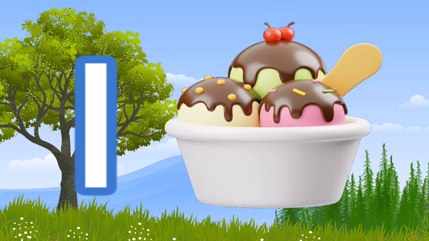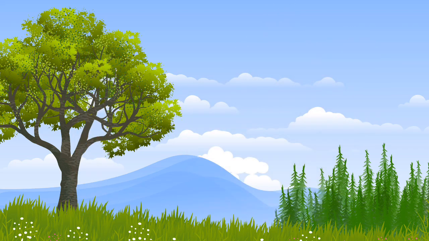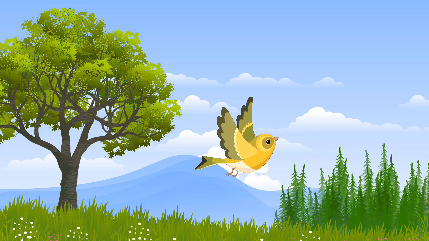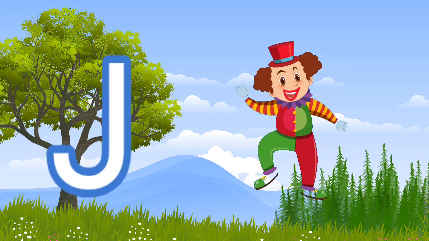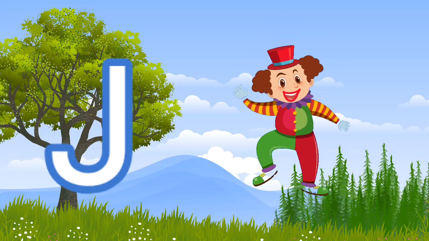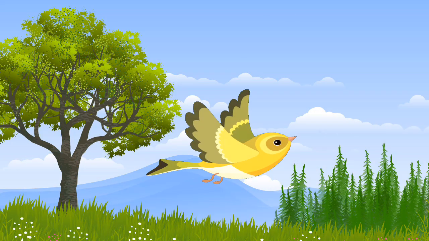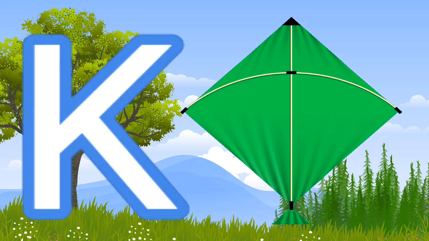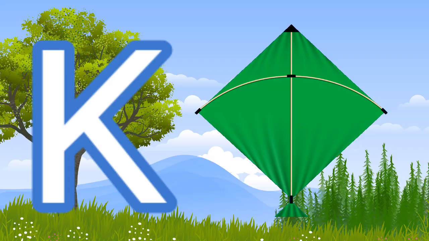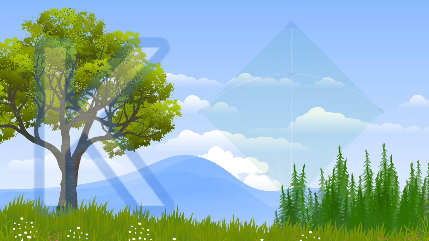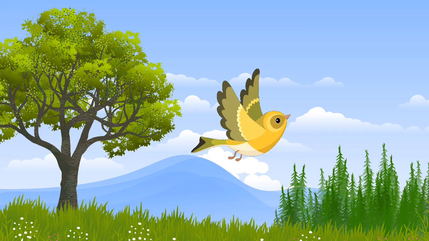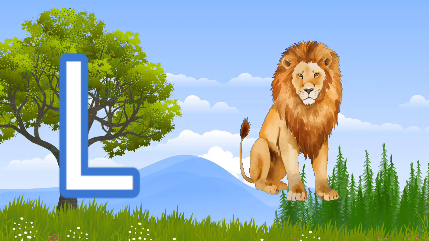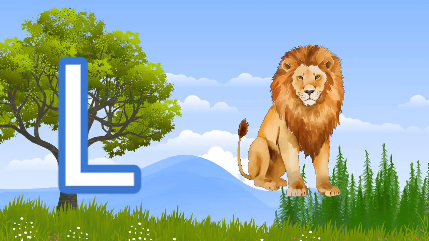I for ice cream. Ice cream means ice cream. J for joker. Joker means joker. K for kite. Kite means patang. L for line. Line means shape.